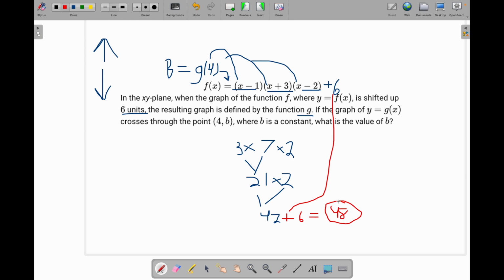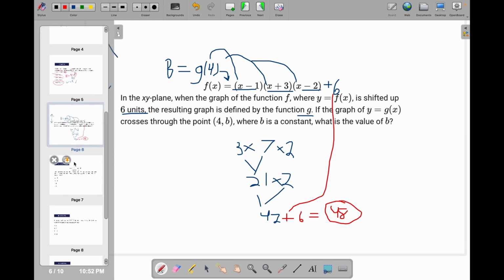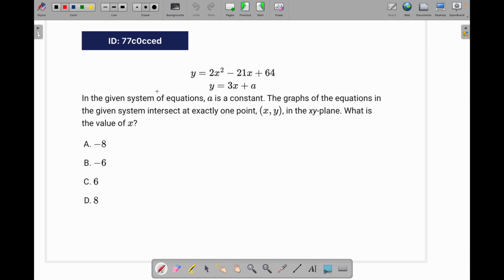Now let's go on to the next problem. Pause to look at it, and then we'll go over it.